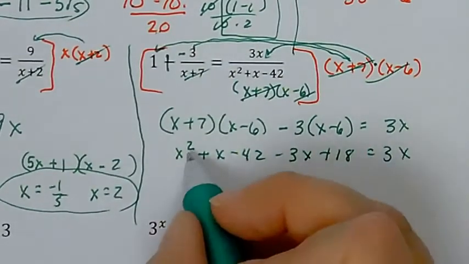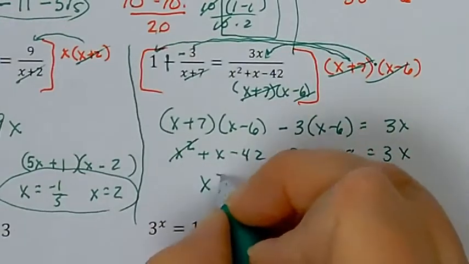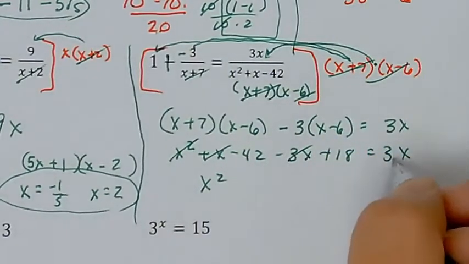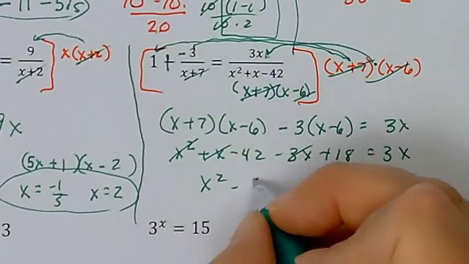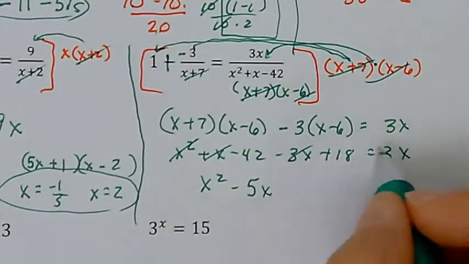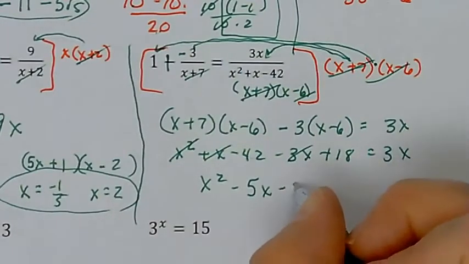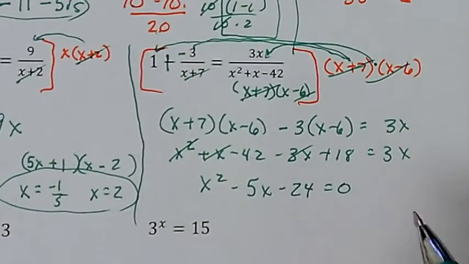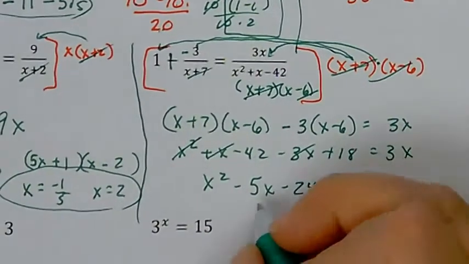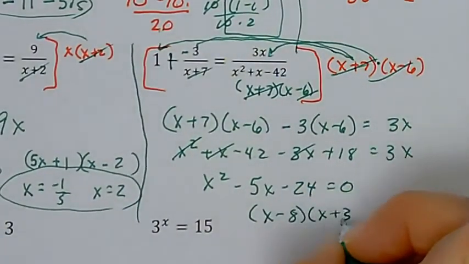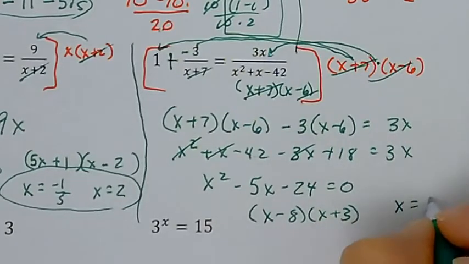So let's see here, x squared. Positive x and negative 3x is negative 2x. Move the 3 over, so it'd be negative 5x. And negative 42 and 18 would be negative 24. And now I want to see if this factors. This factors to x minus 8 and x plus 3. So x equals 8 or x equals negative 3. 2 answers.